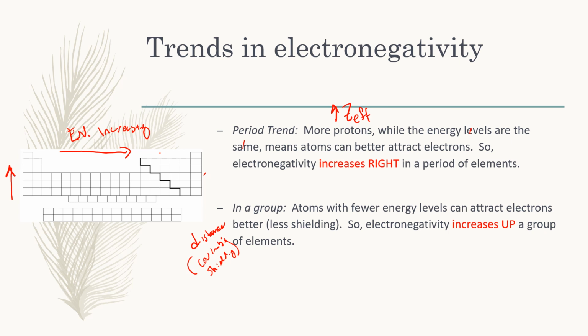So again, less shielding because I have fewer energy levels in between the nucleus and the electrons that are being shared in the outer shell, and so you have a stronger force of attraction.